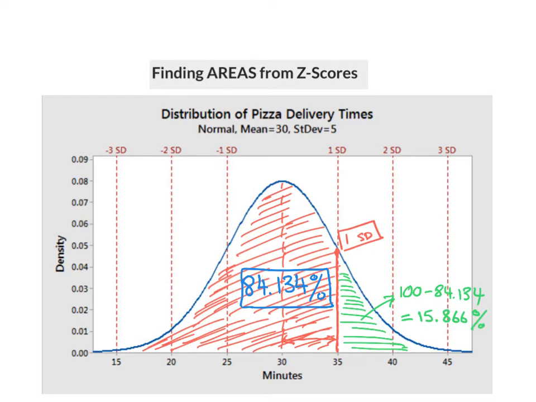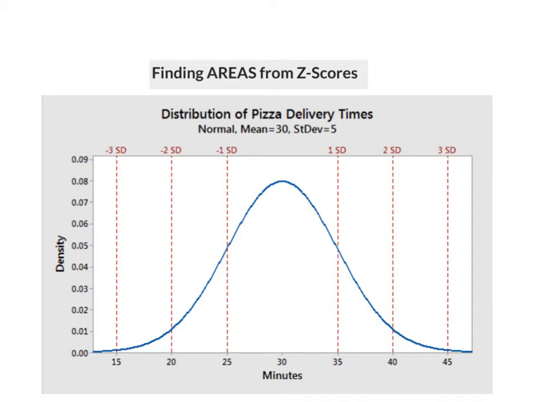I think that's right. So to the left of one standard deviation, this line here, we've got 84.134%, and to the right we've got 15.866%. So let's look at a negative. Let's look at the negative one standard deviation here. There's the line for negative one standard deviation. There's the mean there, and we know this distance here is one standard deviation away. So we're going to look up -1 as our z-score.